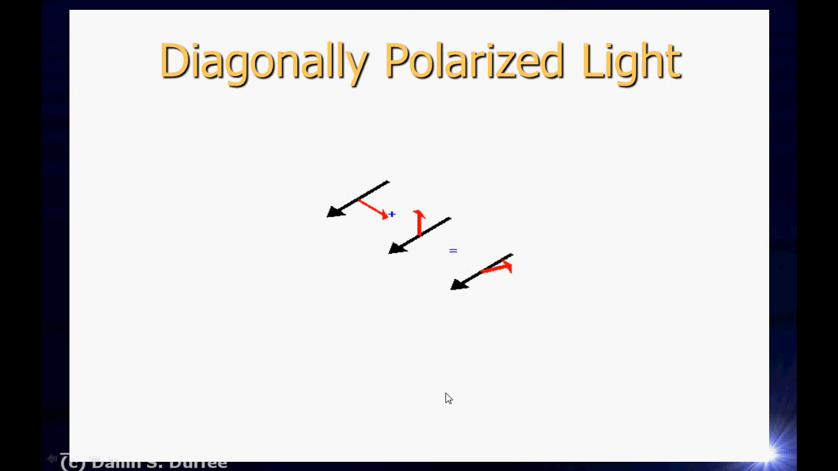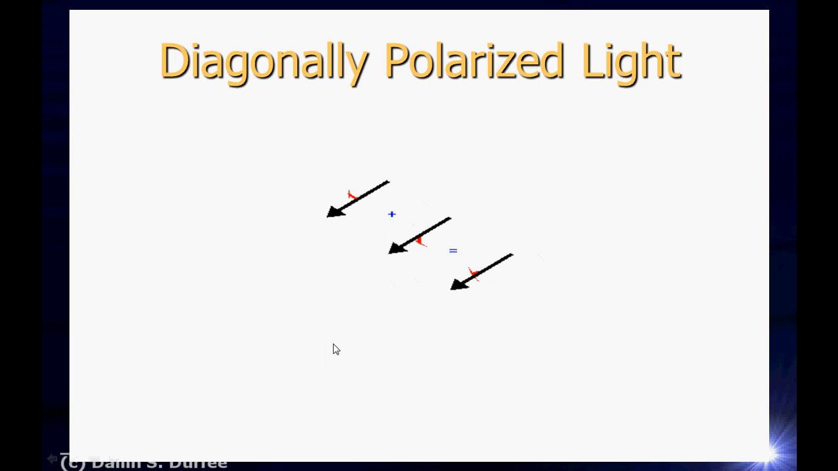Alright, so with just two basis polarizations, I can describe all possible other polarizations. So I can describe linearly polarized light pointing in any direction. Alright, this is what we call linearly polarized light, where the electric field is oscillating along a line.